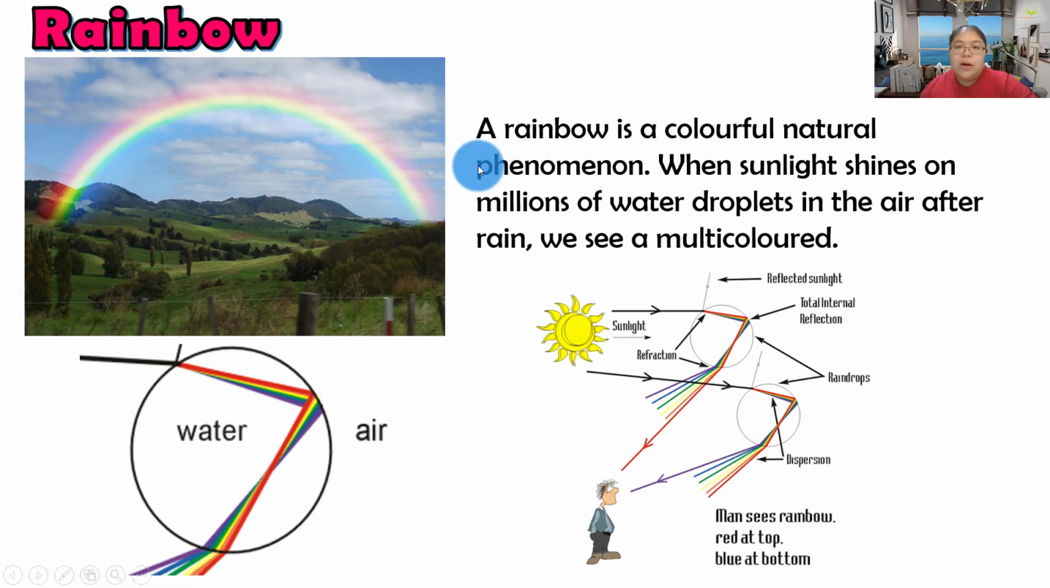Okay, so from here, a rainbow is a colorful natural phenomenon. When the sunlight shines on millions of water droplets in the air after rain, we see multiple colors. So this one is an example of how a rainbow occurs.